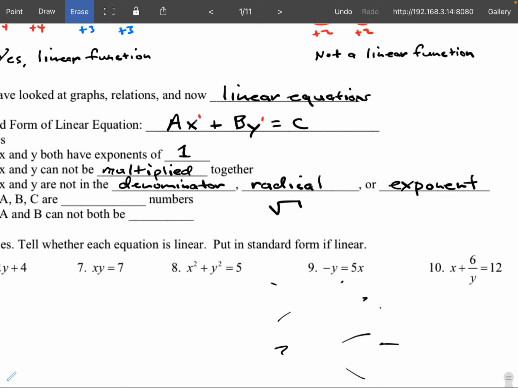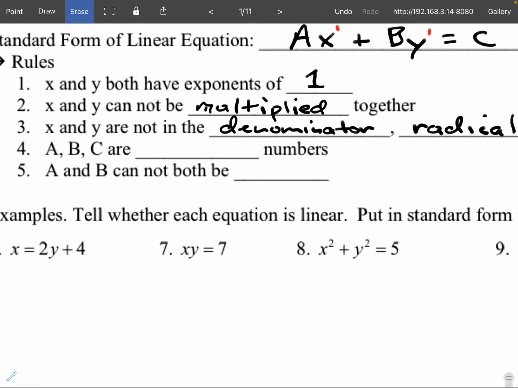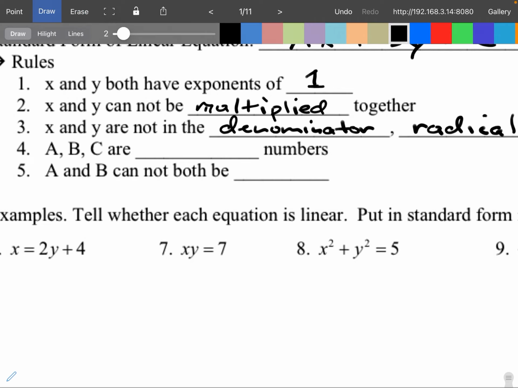So that would look something like if you had 3 to the x power plus y equals 5. So that one's not a linear equation, neither is that one. All right, so let me erase these out of here.